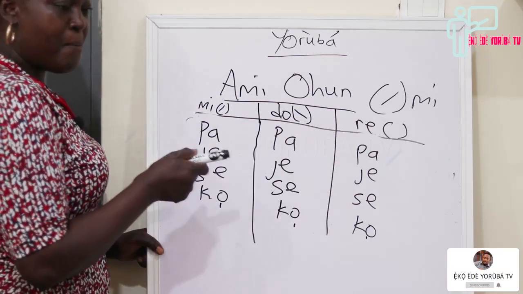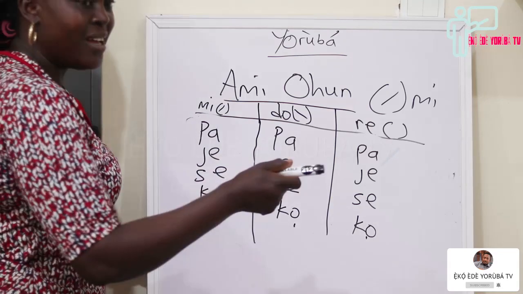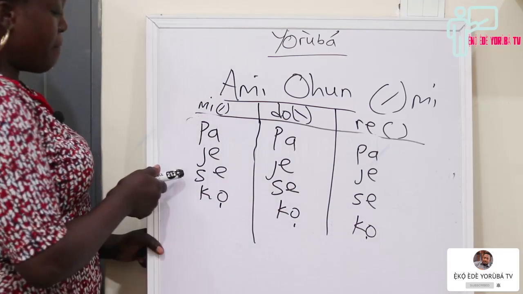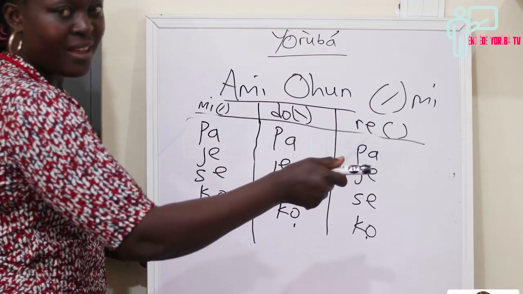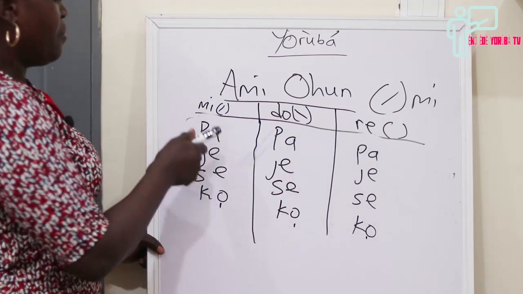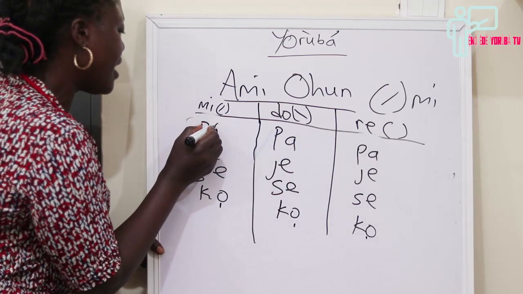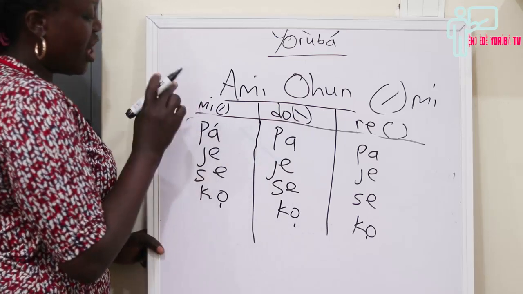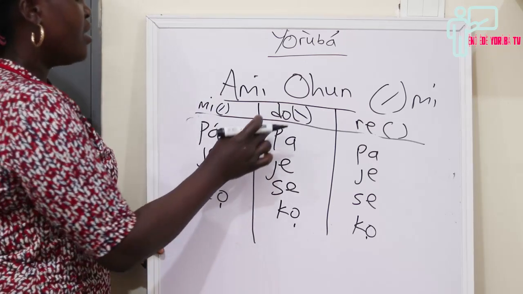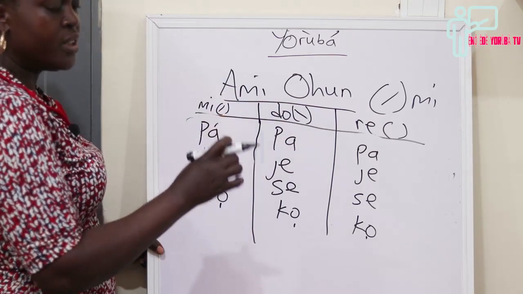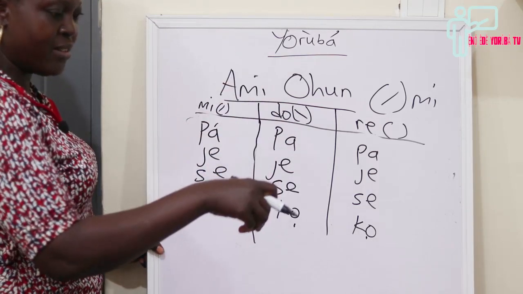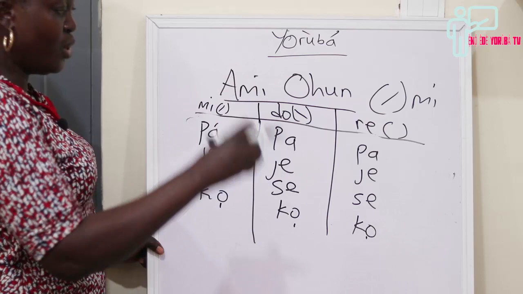Now, mi, pa. What is that pa? Maybe you kill something. Pa. Mi, you now put the sign. Mi is not like one. Now, this is do. Do. The sounds will go down. Do.